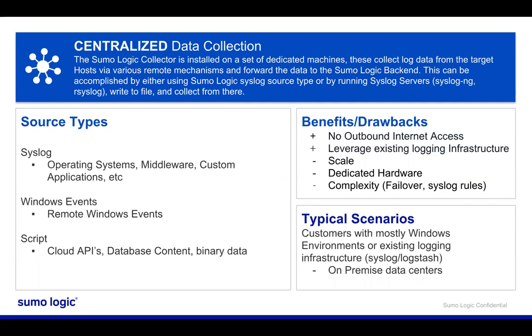Now, the drawbacks or kind of cons here, not to say these should limit you from using the centralized collector, but it's important that you're just aware of that. So for example, scale, and like I showed on that previous slide, as you grow, you may need to install more collectors. Not a bad thing, growth is usually good, but it is just something to keep in mind. Similarly, you'll need dedicated hardware, and there could be some complexity with failover.